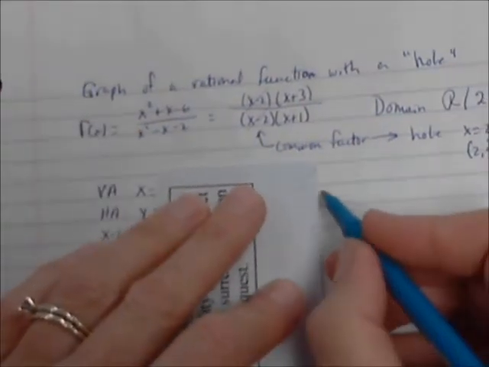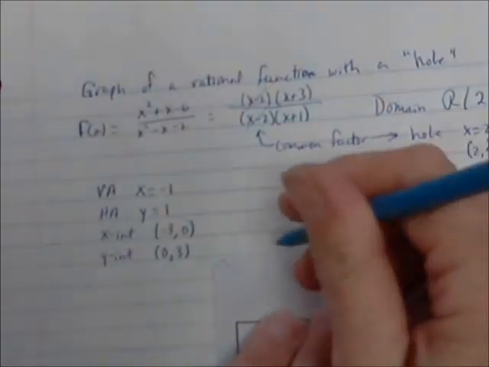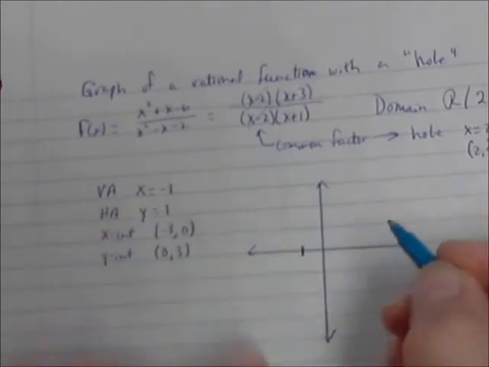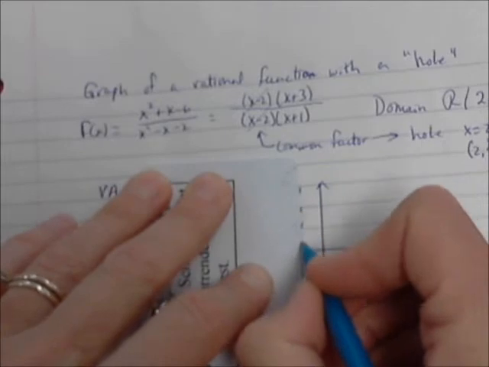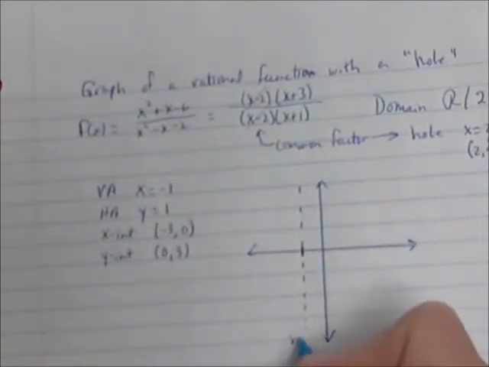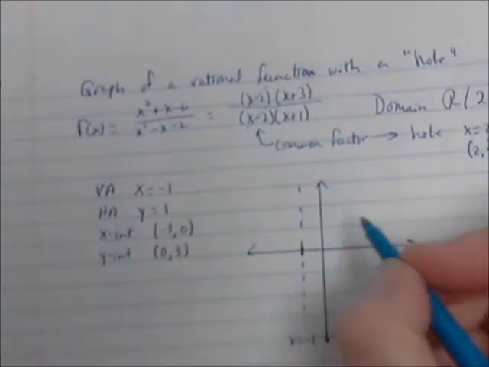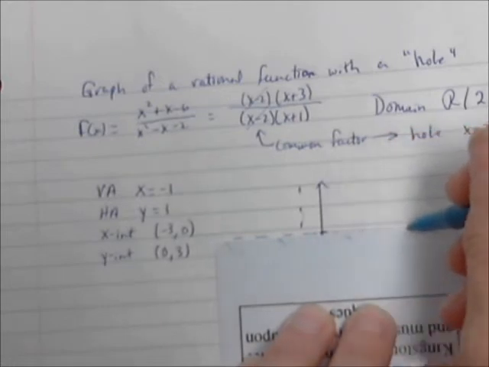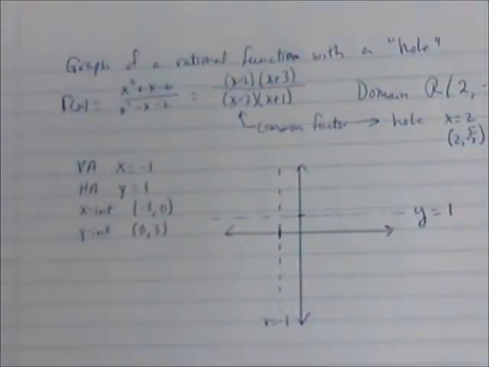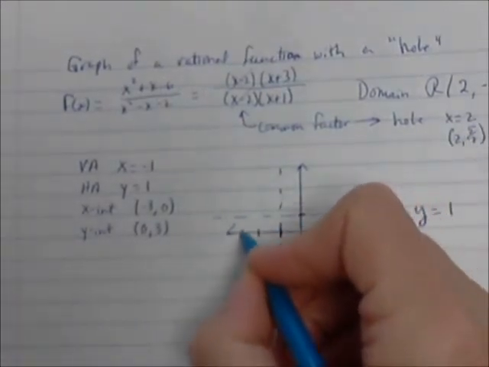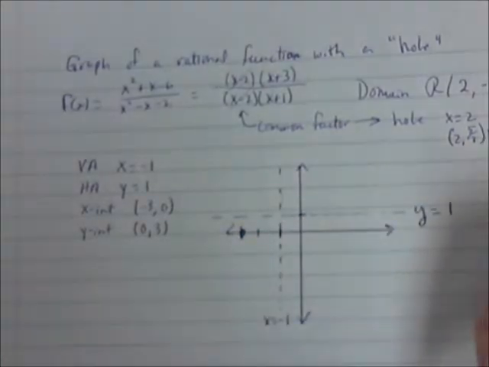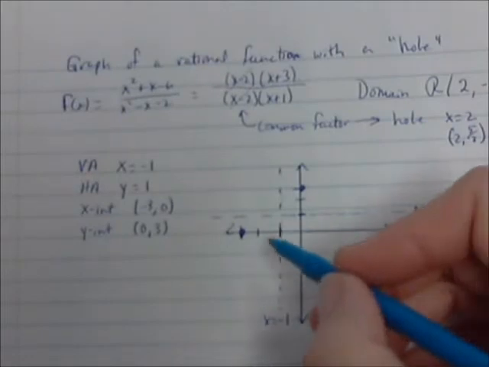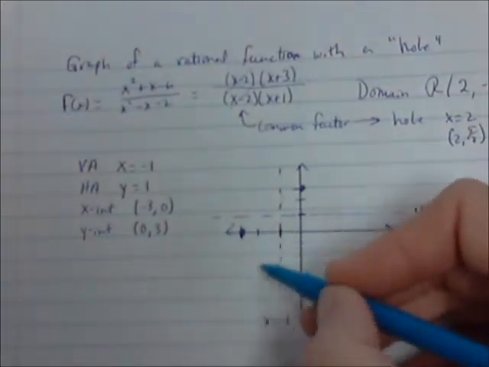So let's sketch what we have right now. Vertical asymptote of x equals negative 1 with a dotted line and labeled. The horizontal asymptote of y equals positive 1, dotted and labeled. Our x-intercept is negative 3, 0. Our y-intercept is 0, 3. So all we need is a couple of additional points. It looks like this graph is going to go down into the southwest and the northeast quadrant.